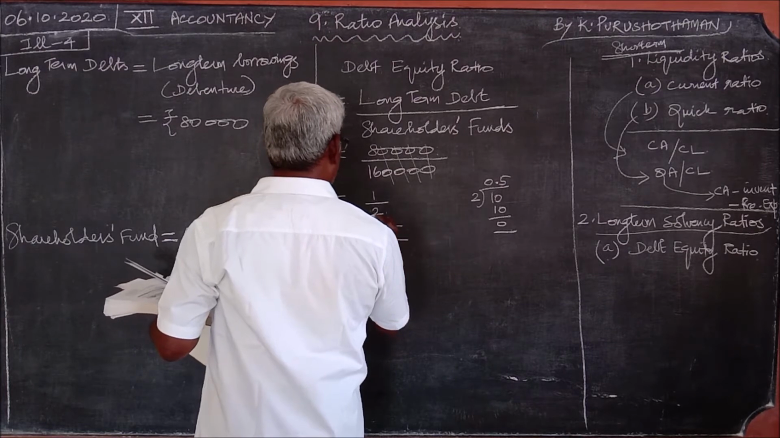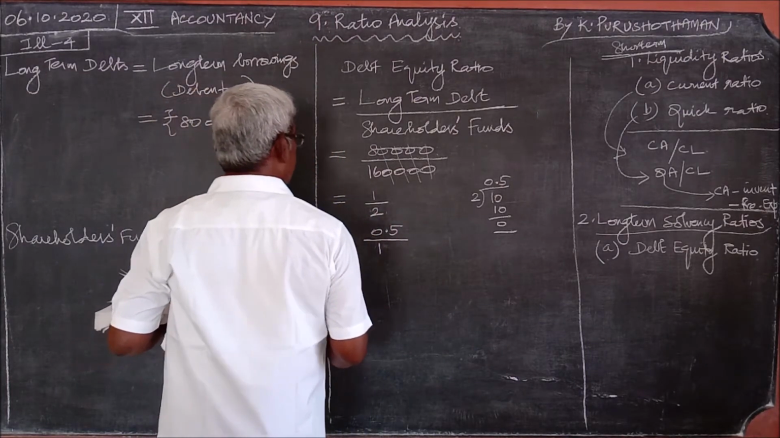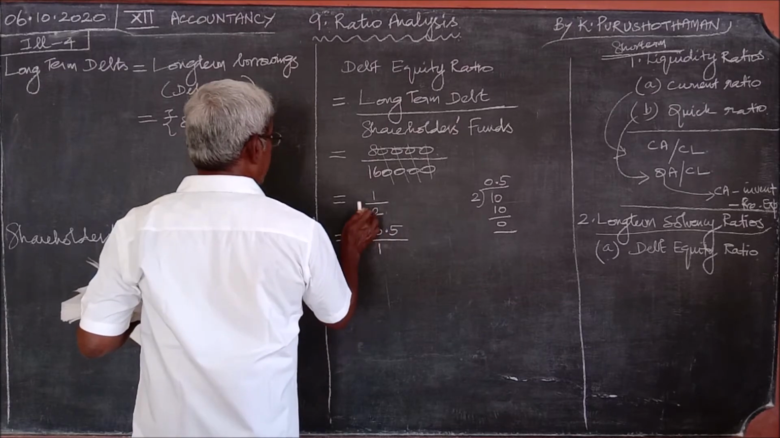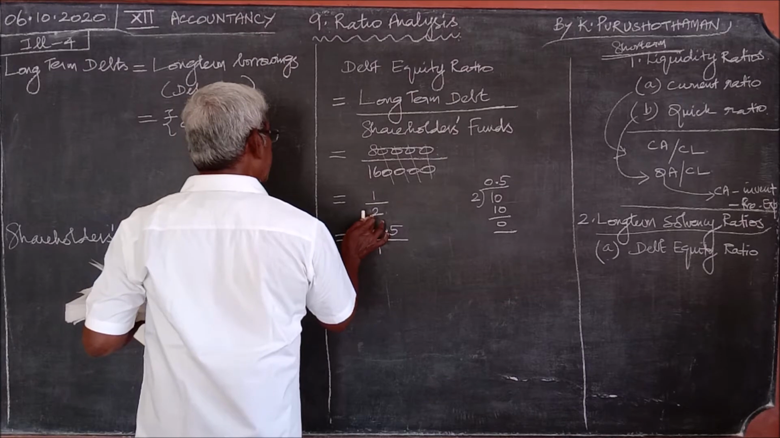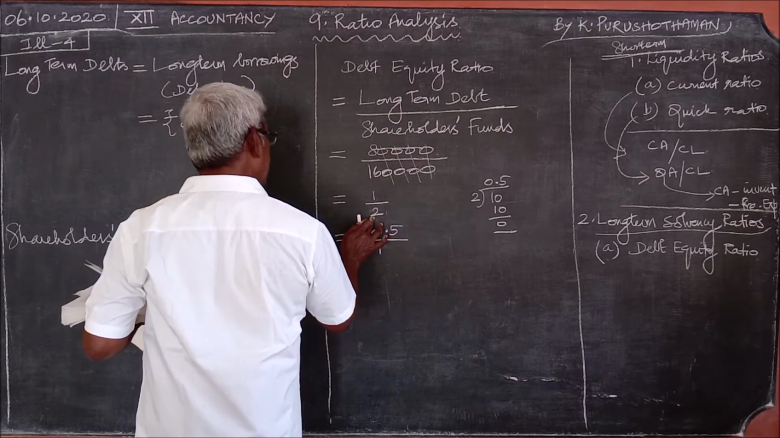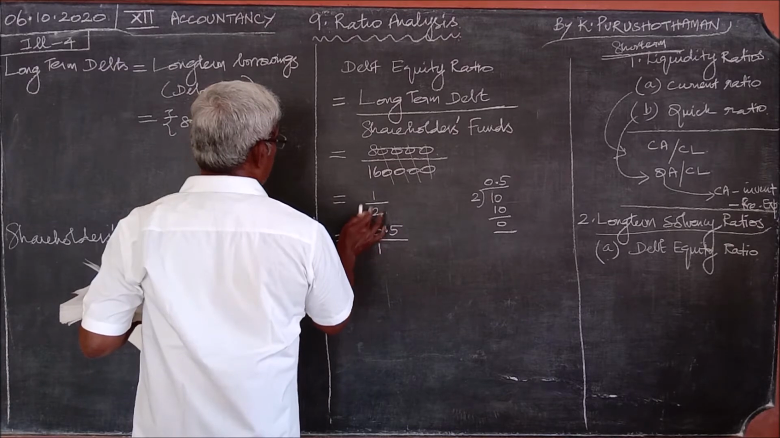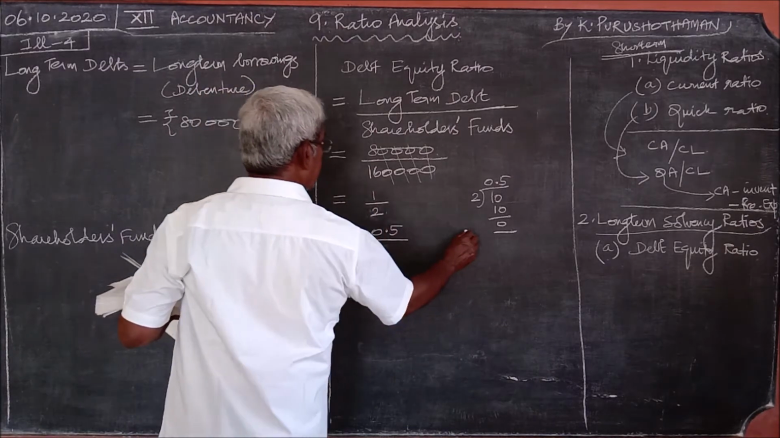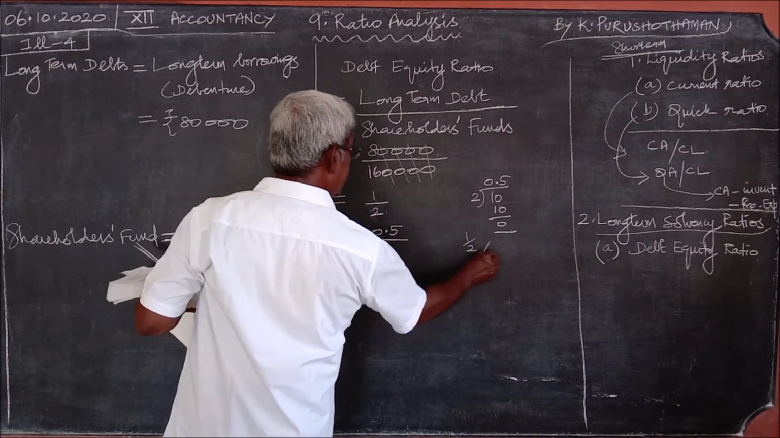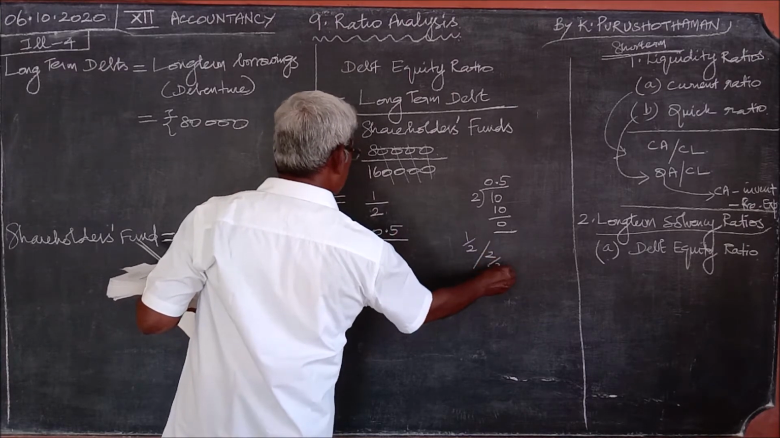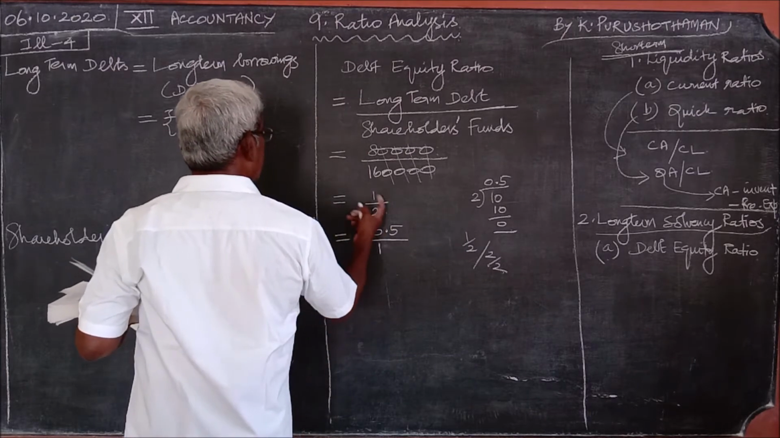Denominator, it must be compulsory 1. For that, what you must do? You take the denominator number and divide both the numerator and the denominator by that same number. If you divide the numerator, it will be 1 by 2. If you divide the denominator, it is 2 by 2. So, by what number you should divide? What is given in the denominator?